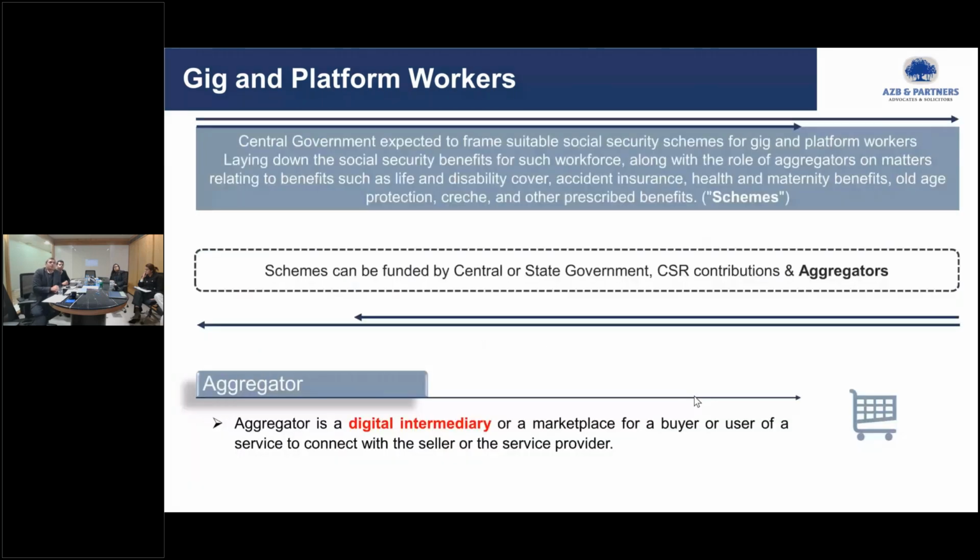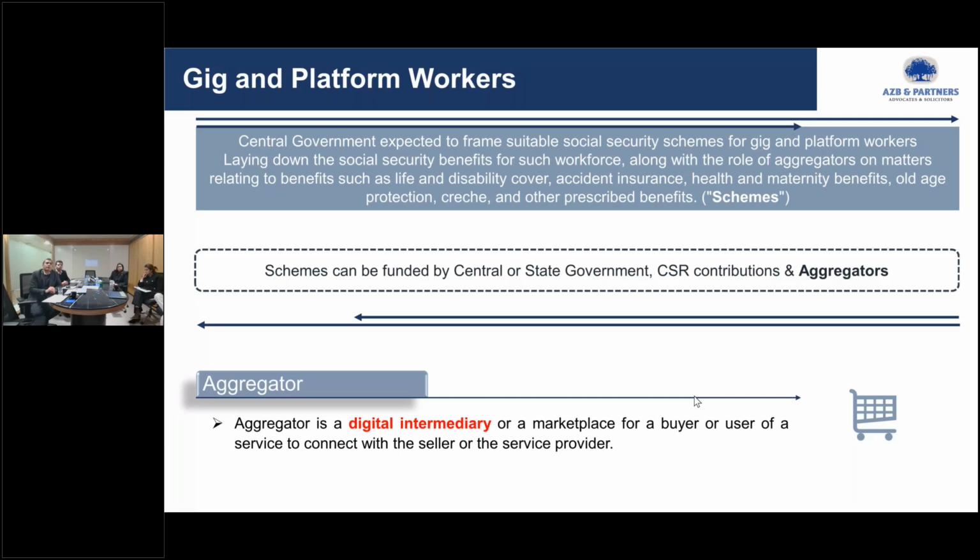What the central government is going to do for gig and platform workers specifically is say that for your social security, for your accidental needs, for your life and disability cover, we are going to ensure that you have some kind of social security benefit given to you. There are going to be schemes floated by the central government. As far as what the labor code is saying today, the funding for these schemes could come from the center, from the state, from CSR contributions by the company, and from aggregators as well.